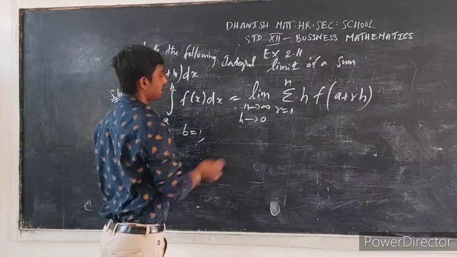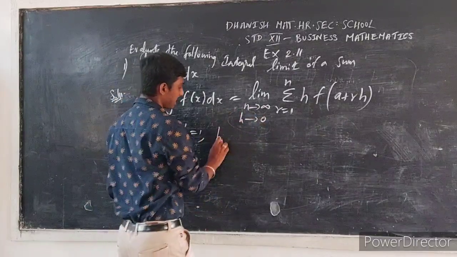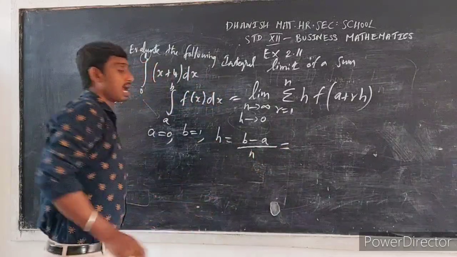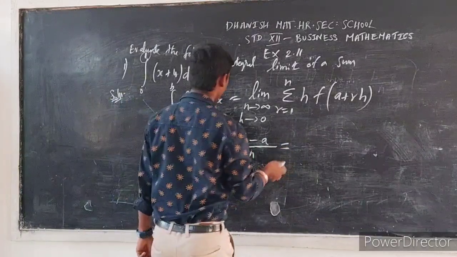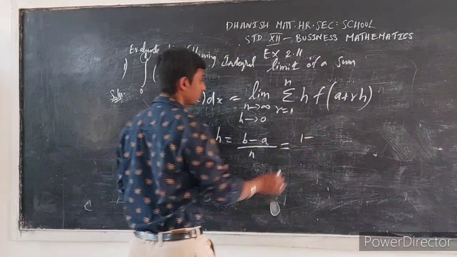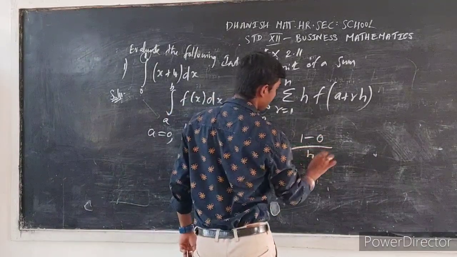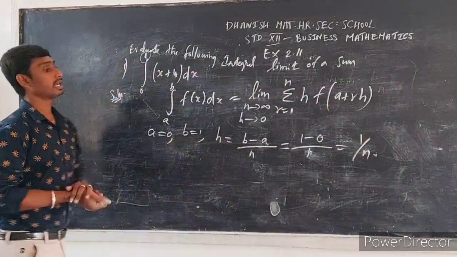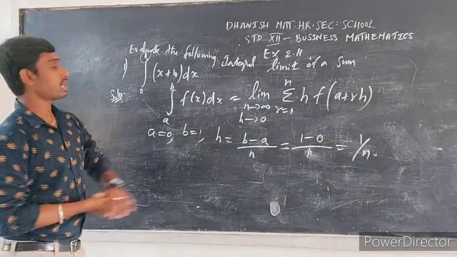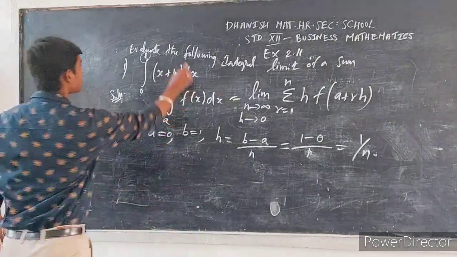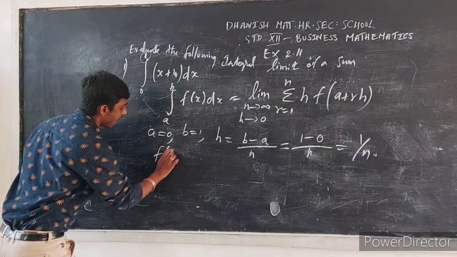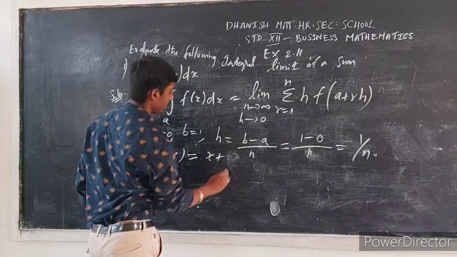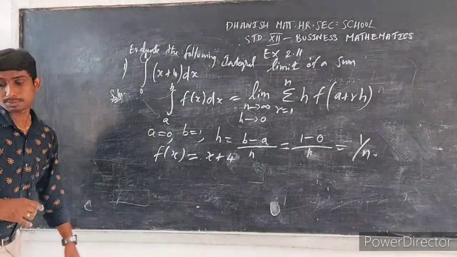What is the formula for h? h equals b minus a divided by n. So what is the b value here? That will be 1 minus, what is the a value? 0, divided by n. So you get h equal to 1 by n. In here h is equal to 1 by n. Next, this one will be f of x. What is the f of x value? f of x equals x plus 4.